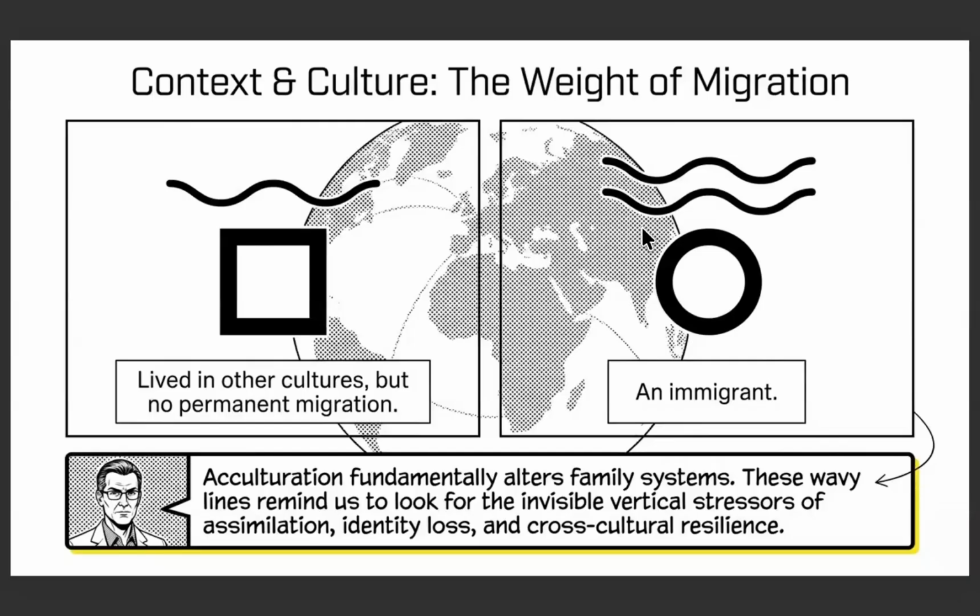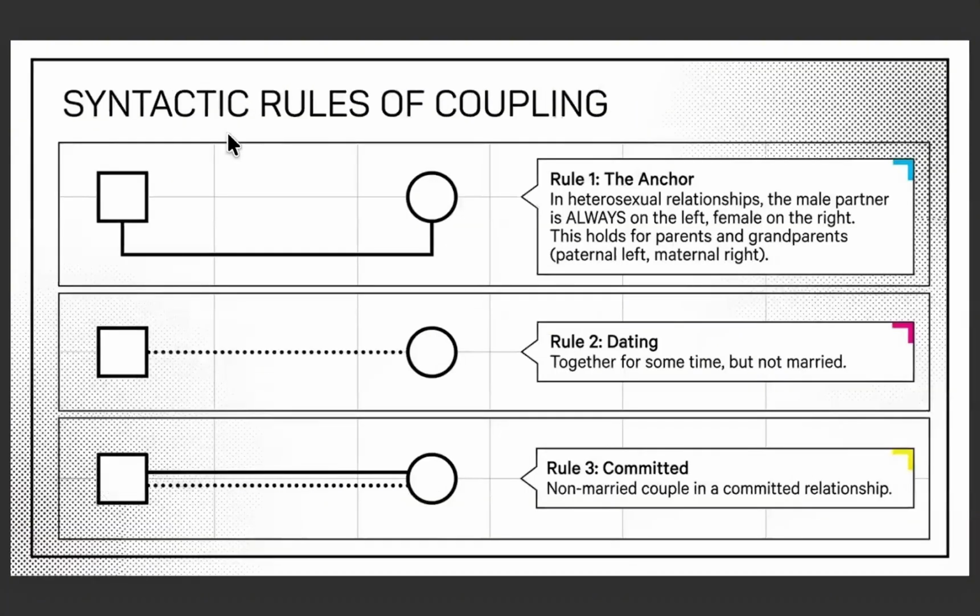These are all super important things that have to do with immigration that we would want to know about, that the genogram can help us. The syntactic rules of coupling. Rule 1, the anchor. In heterosexual relationships, the male partner is always on the left and the female on the right. I don't know exactly why that is, but that's the rule. This holds for parents and grandparents, paternal left, maternal right.